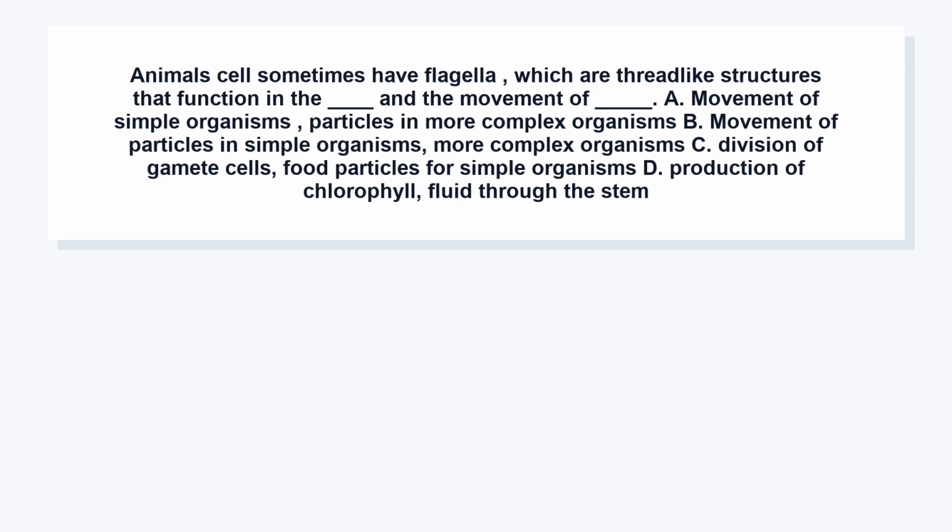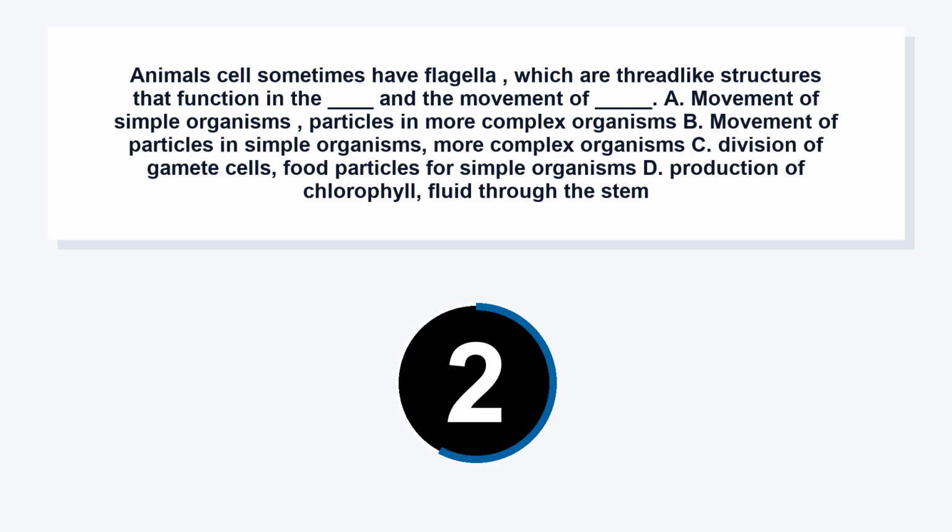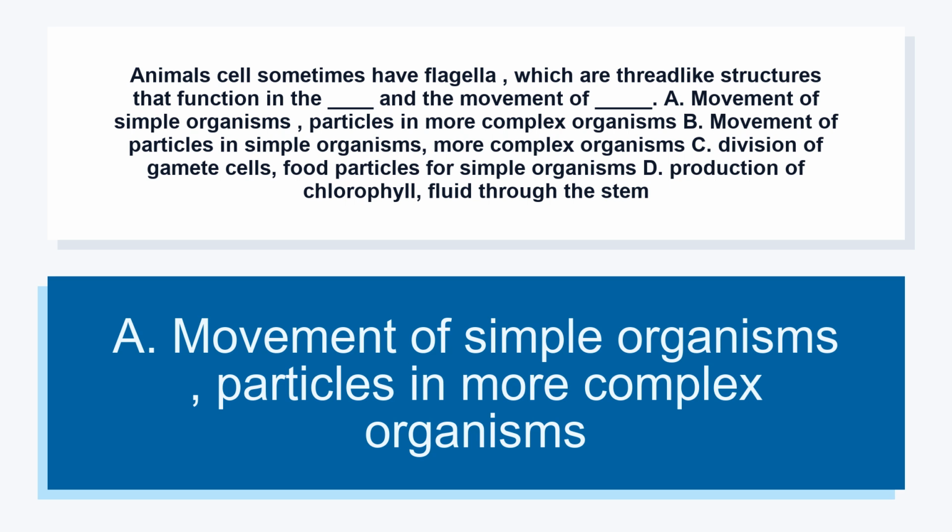Animal cells sometimes have flagella, which are thread-like structures that function in the movement of A. Movement of simple organisms, particles in more complex organisms. B. Movement of particles in simple organisms, more complex organisms. C. Division of gamete cells, food particles for simple organisms. D. Production of chlorophyll, fluid through the stem. A. Movement of simple organisms, particles in more complex organisms.